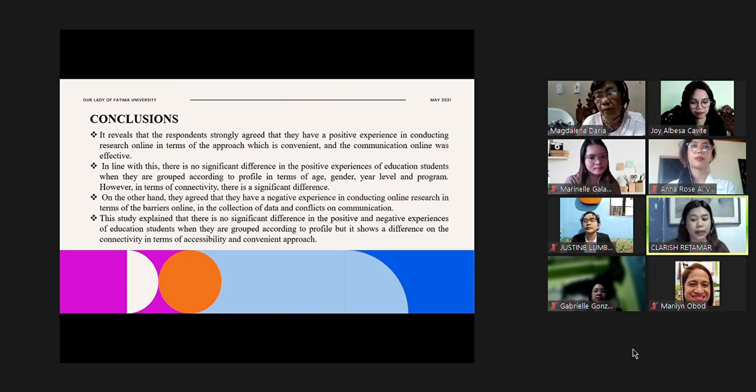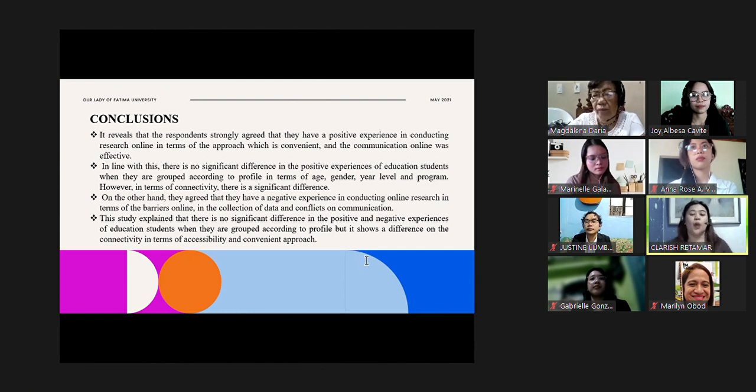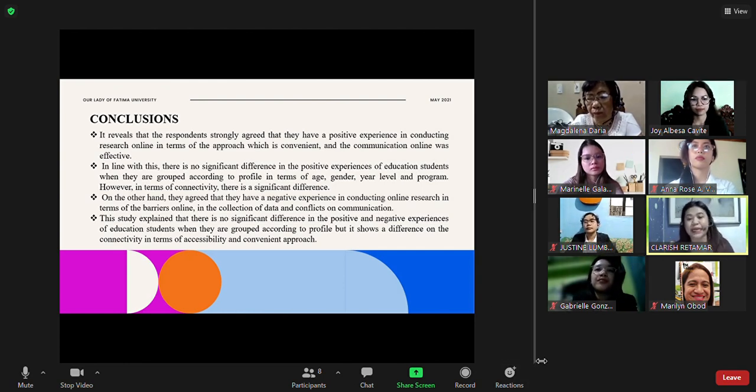Now, Vargas also concluded that not all respondents are actively online. And with that, Dillman, Eisenbach, and Wyeth also said that research would be tough when it comes to connectivity, and there is a high chance that the response rate would be poor due to internet connection. And overall, when students are grouped according to profile, there is no significant difference in the positive and negative approach, but it shows a difference when it comes to connectivity in terms of accessibility and convenient approach. Next, please.